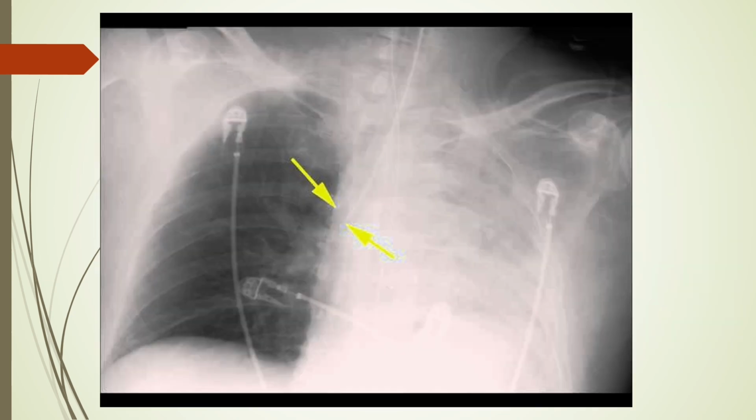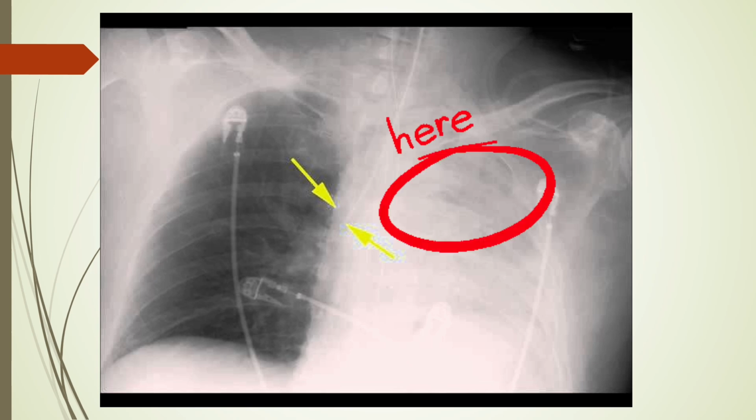Only the right lung is ventilated. The left lung will not receive any tidal volume, FiO2 or PEEP. PEEP means positive end expiratory pressure. So the left lung will collapse.